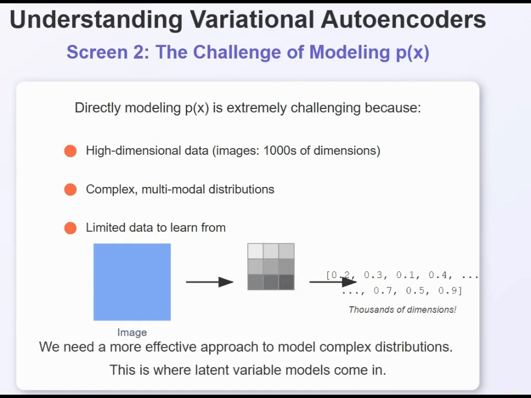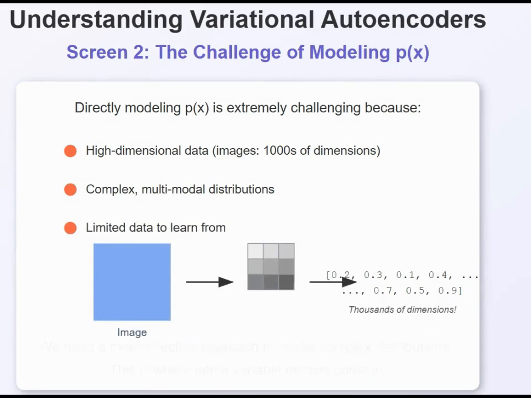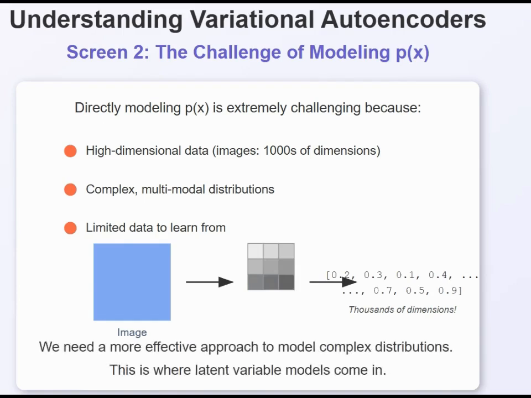Third, we typically have a limited number of samples. While we might have thousands of cat images, that's still infinitesimally small compared to the size of the space we're trying to model. Imagine trying to understand the shape of an entire mountain range by visiting just a few locations. These challenges make directly modeling P(x) essentially intractable for complex data like images. We need a more clever approach that can capture the structure of our data more efficiently.